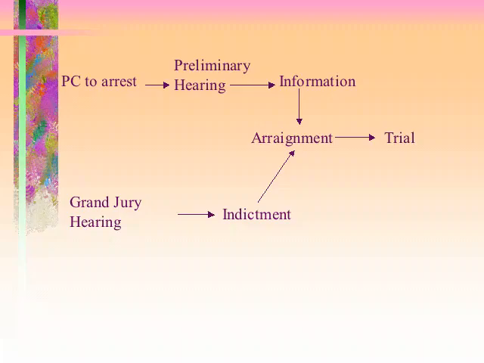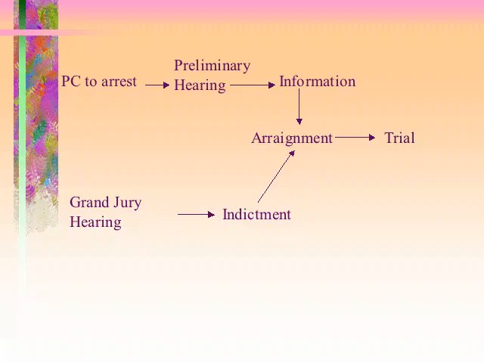The accusatory process. This is the process of accusation. In other words, where you're claiming that someone committed a crime. The first step, there's two ways that we get here.